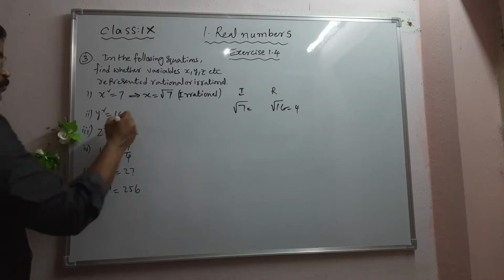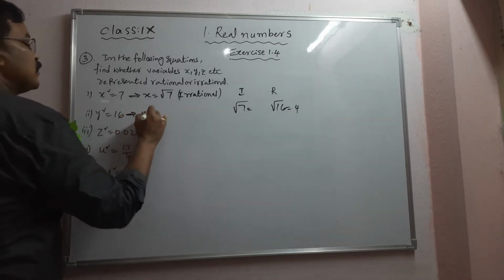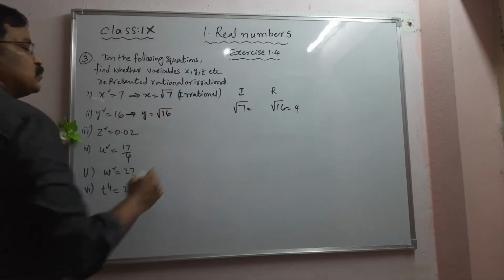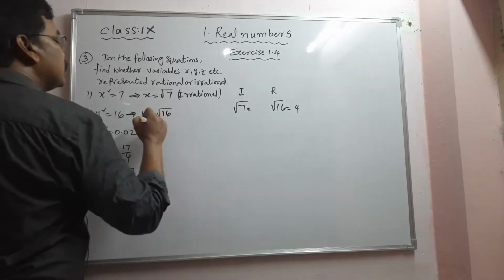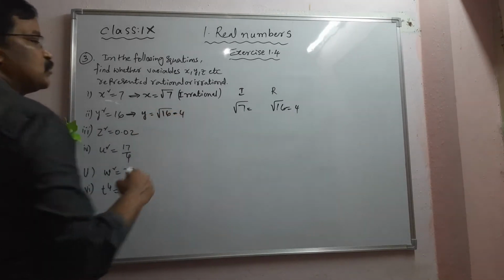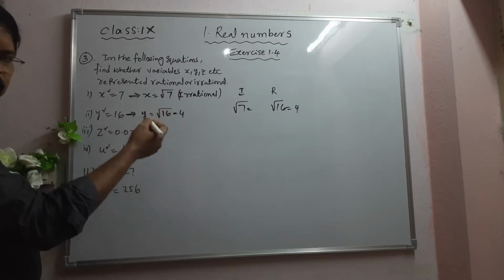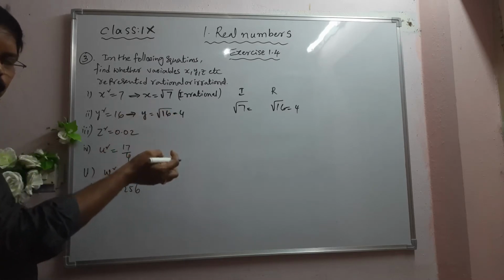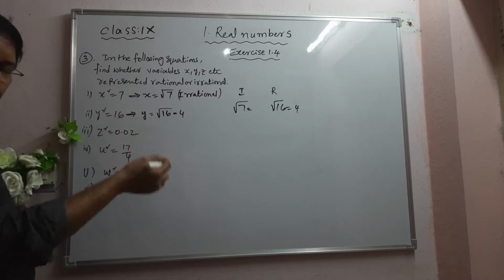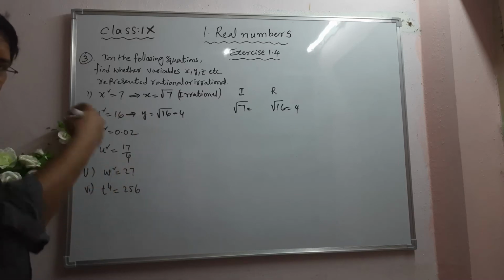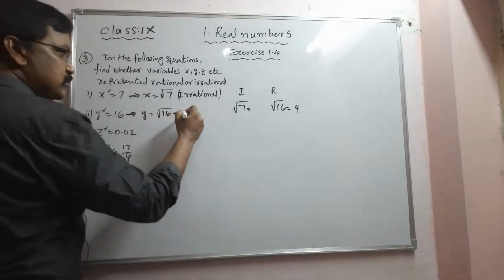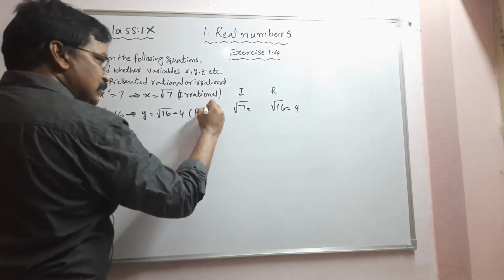Coming to y square is equal to 16. So what is y, children? y is equal to square root of 16. So here square root of 16 is equal to 4. Why? 16 is a perfect square number. 16 can be written as 4 times 4. The product of the same numbers, that is called a perfect square number. So this is 4.